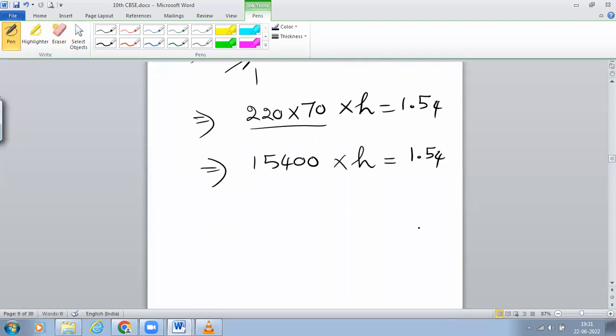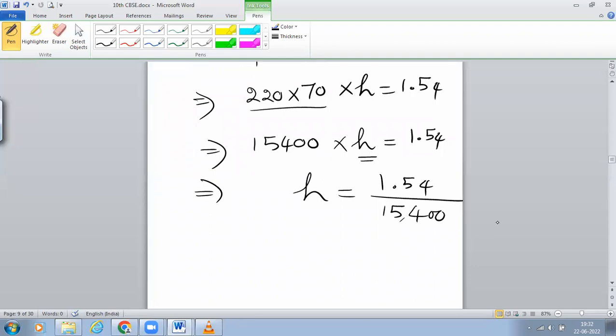Now what we have to do is find the value of h, the unknown. So I'm going to take this 15,400 to the opposite side. It becomes division because it is in multiplication over here. When it is taken to the opposite side, it becomes division. Therefore, h is equal to 1.54 divided by 15,400. Now I'll teach you how to divide a decimal number by a number which is greater than that number.